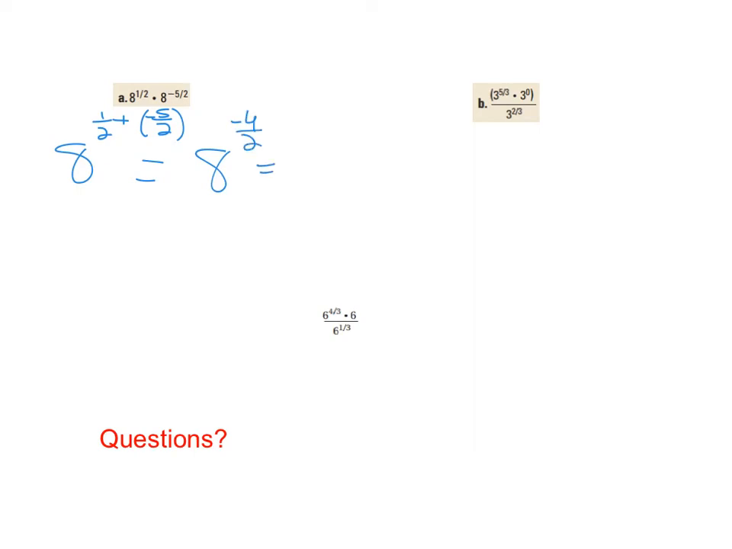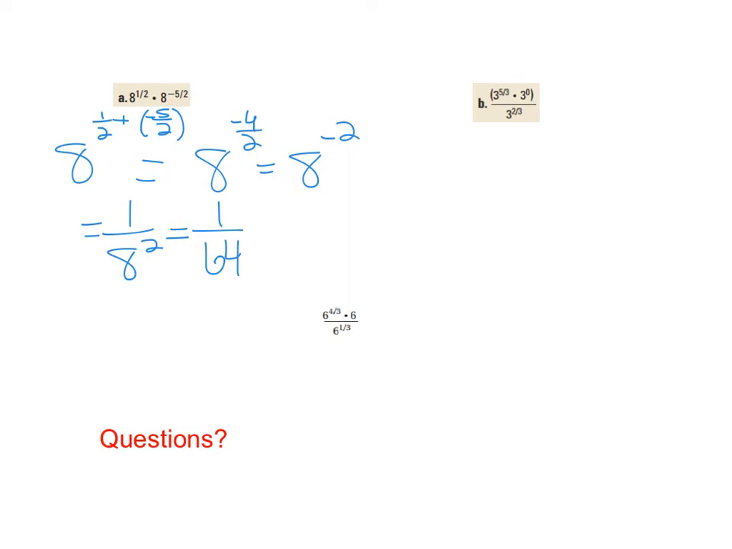I can simplify that. If you can simplify a fractional exponent, do it. That's 8 to the negative 2. All of a sudden it's looking kind of normal. That's 1 over 8 squared, which is 1 over 64. Okay? Look at the next one.